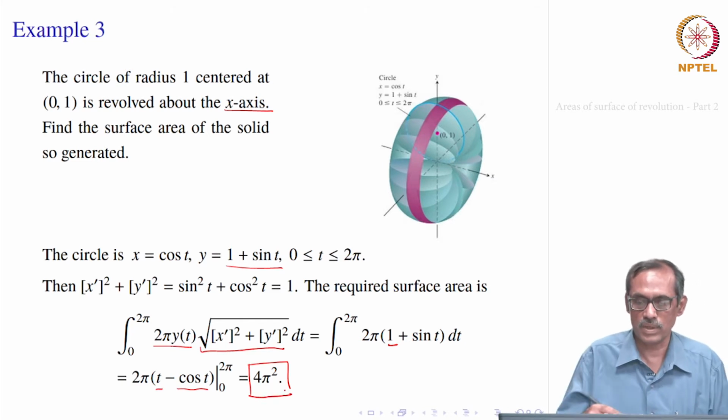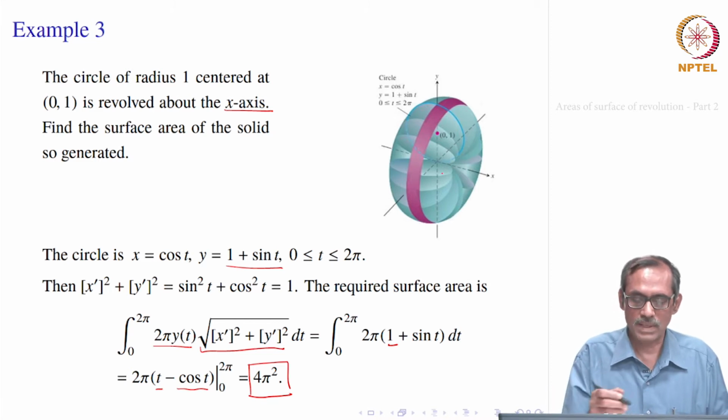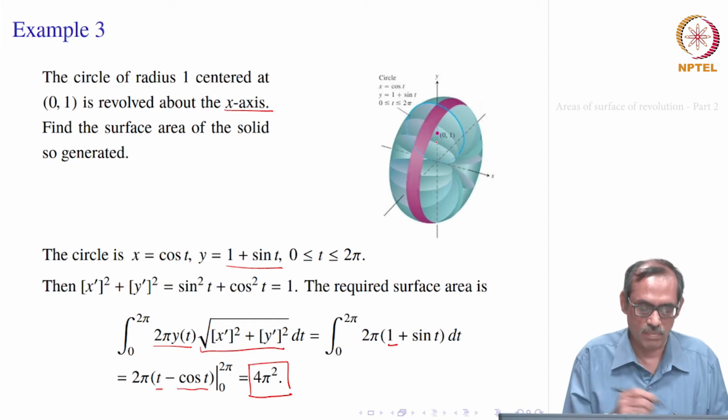So, this is how we are going to find the area of the surface of revolution. Now, based on these 3 types of possibilities, we go for some problems. Let us see how we are able to use these things.